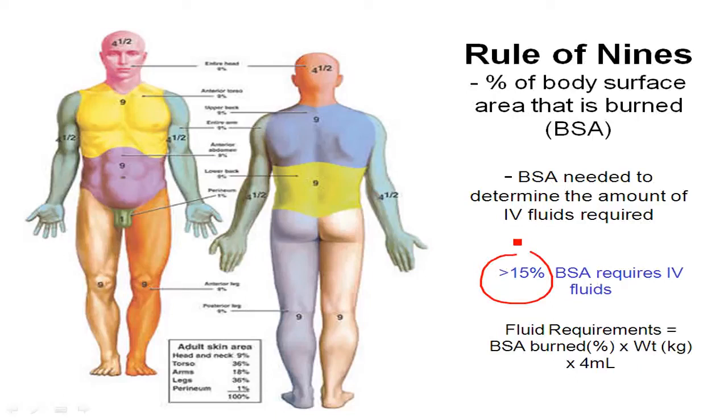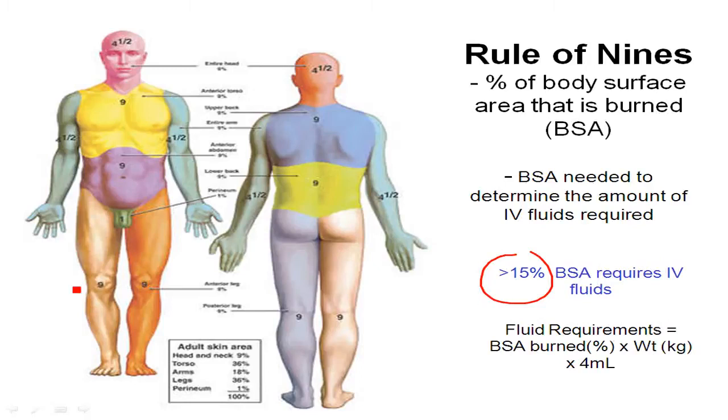So the percent of the body that was burned times the weight of that patient times 4 milliliters of the IV solution, that's what you're going to be giving the patient through an IV. Now, to determine the percent of the body that was burned, they've divided the body into 11 sections based on the number 9. Now, as you look at this, just be aware that we're talking about surfaces.